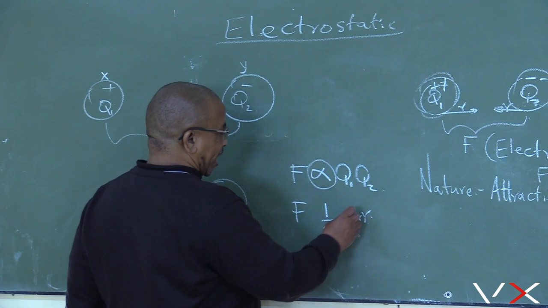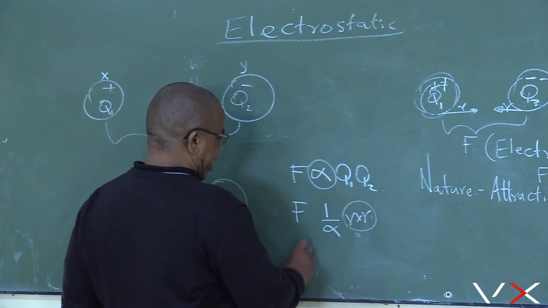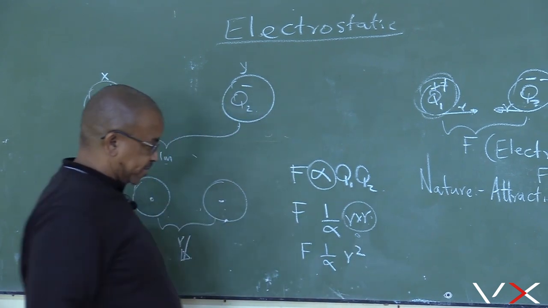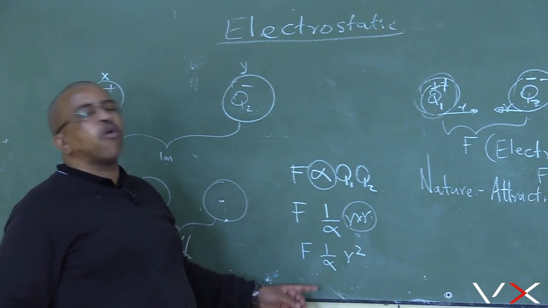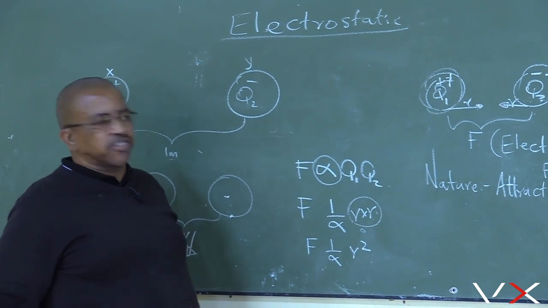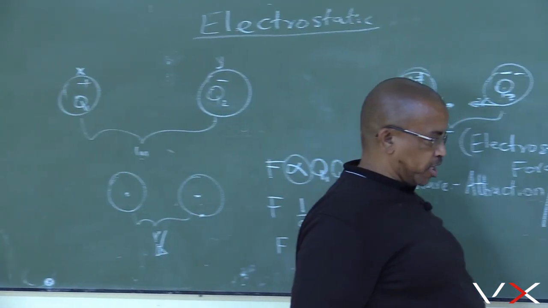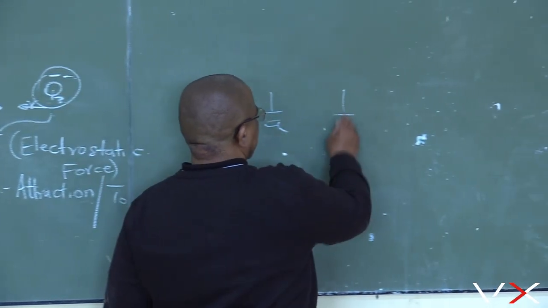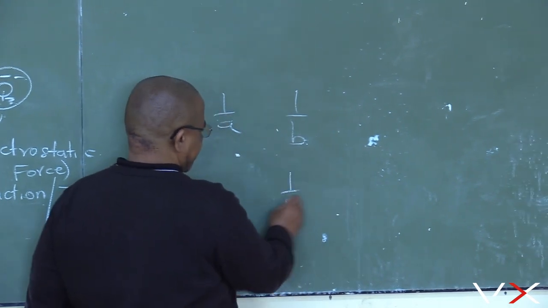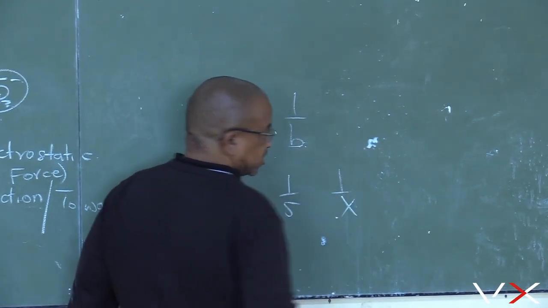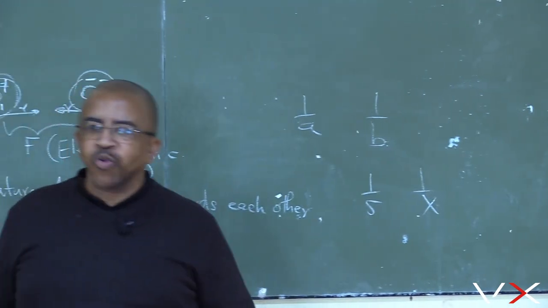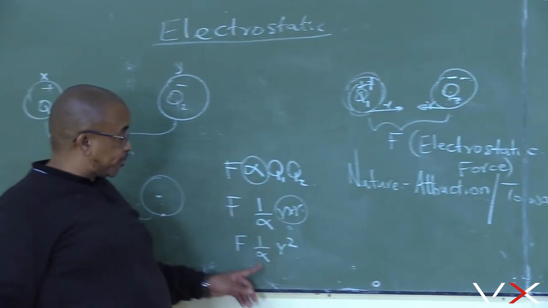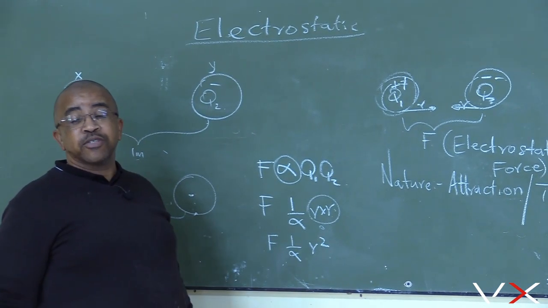So the force, we put R times R. So what will it be? Force is inversely proportional to the square of the distance. Inversely proportional, 1 over, it means inverse. Inverse of A, inverse of B, inverse of 5, inverse of X, which means 1 over. All right, in other words force is inversely proportional to R squared, to the square of the distance.